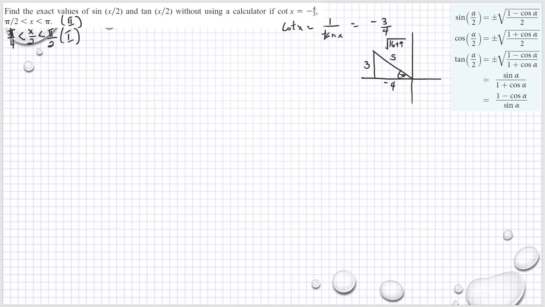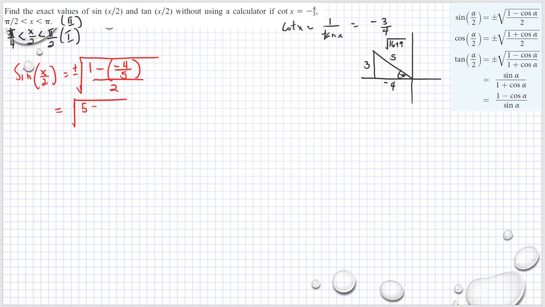Okay, let's try. So we have sine x over 2 is equal to positive or negative square root of 1 minus cosine x over 2. Cosine is negative 4 over 5 in the second quadrant. And we know that sine x over 2 in the first quadrant is positive, so we remove the negative and concentrate on the positive.